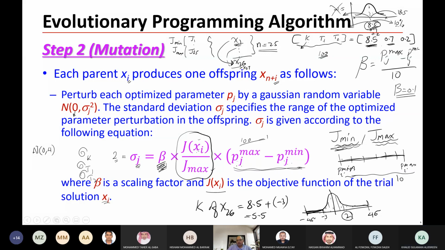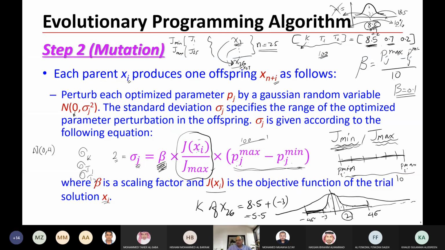You can definitely use the uniform distribution. You can generate between 0 and 1, and you can do it. But what does this Gaussian distribution mean? It is like an adaptive mutation. If the solution is good, we don't want to go far from it. If the solution is bad, then this sigma will be high. So this would be the distribution.